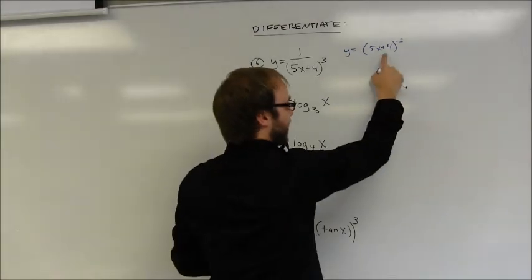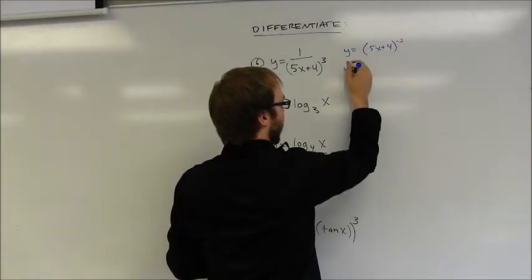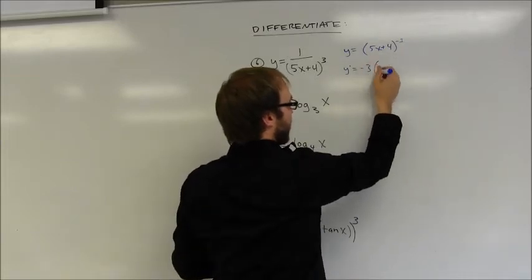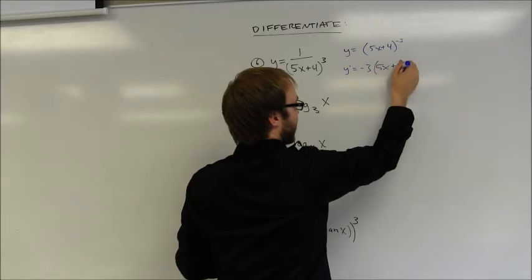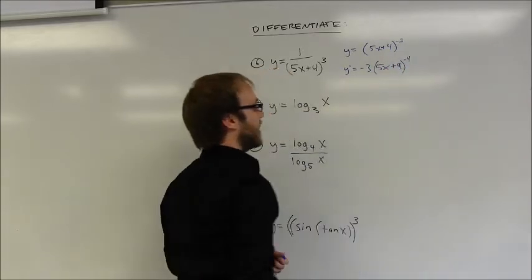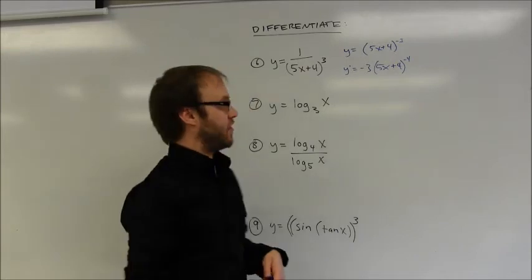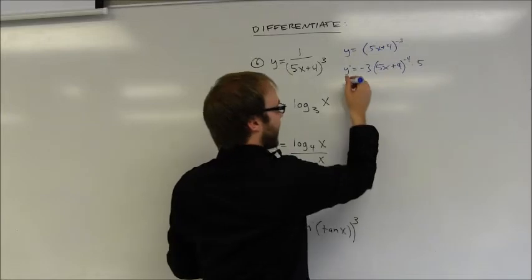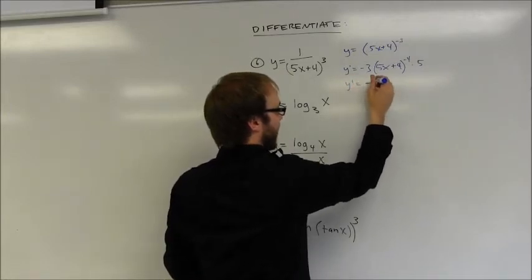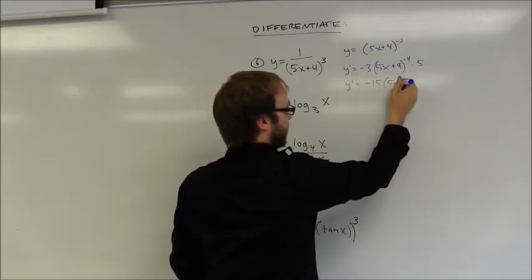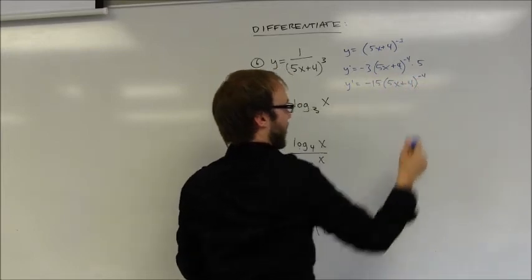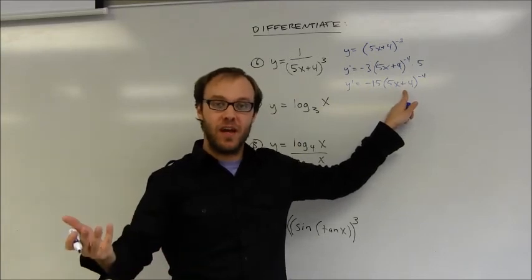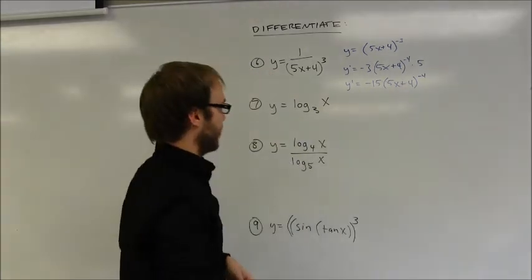I have u taken to the negative 3 power, so of course I'll multiply that exponent by the lead coefficient of 1, get negative 3. Inside function does not change. Power drops by 1. And then I need to multiply by the derivative of the inside function, which in this case is 5. And so I end up with y prime equals negative 15 times 5x plus 4 to the negative 4th power. I wanted to rewrite this. I can move 5x plus 4 to the positive 4th power to the denominator of the fraction.